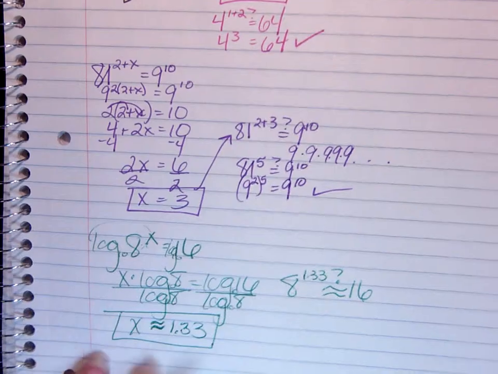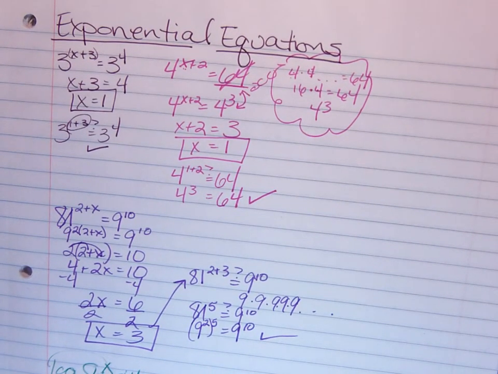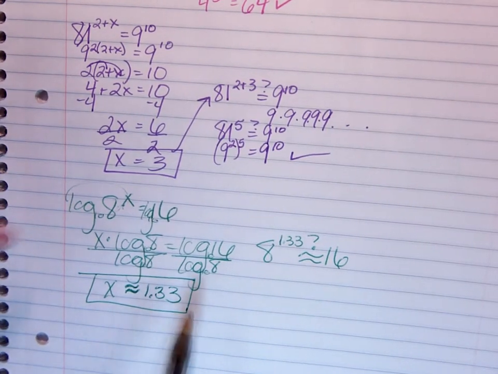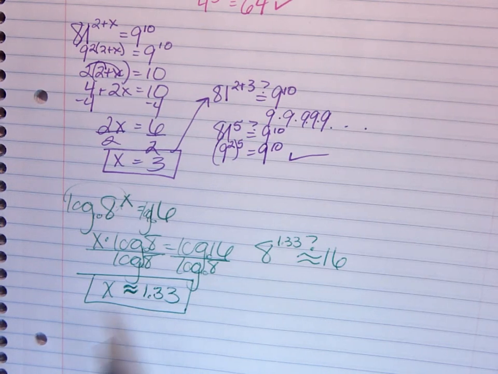So, same base makes things pretty simple. If you can't get the same base, there's always log, but we're going to be dealing with decimals at that point, so we usually want to save it as a last resort.